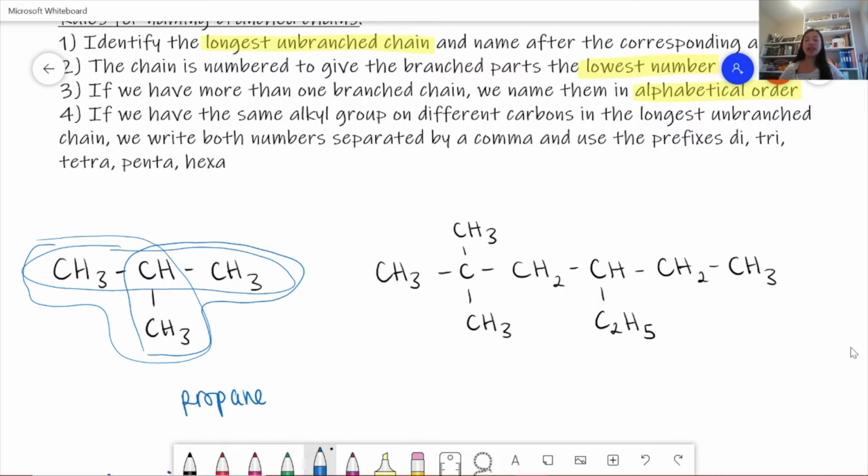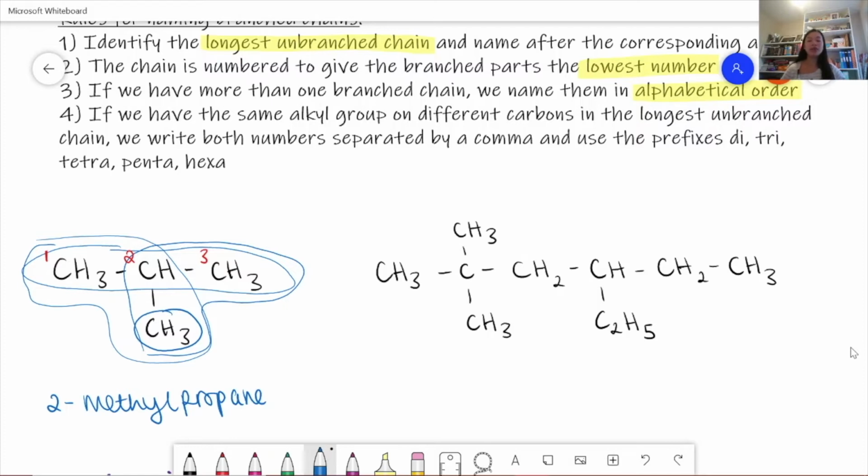So if I'm going to take the straight chain as the longest unbranched chain, we then number the carbons. So I'm going to number 1, 2, and 3. And it turns out also that it doesn't really matter which way I do it, because the branched chain will always be on the second carbon. And so the name of this molecule would be a 2, and then we put a dash. And then because this branch group is a methyl, we then put methyl. So then the whole name is 2-methyl propane.